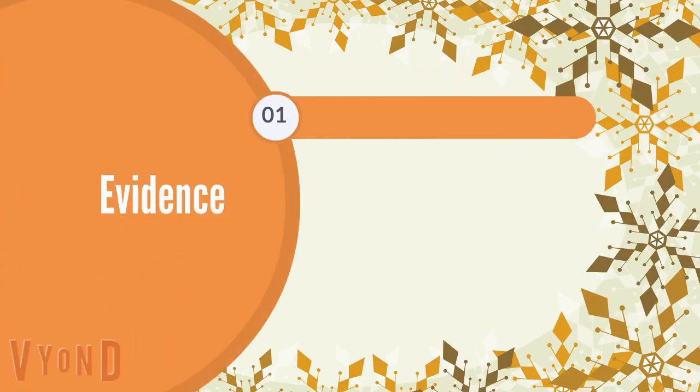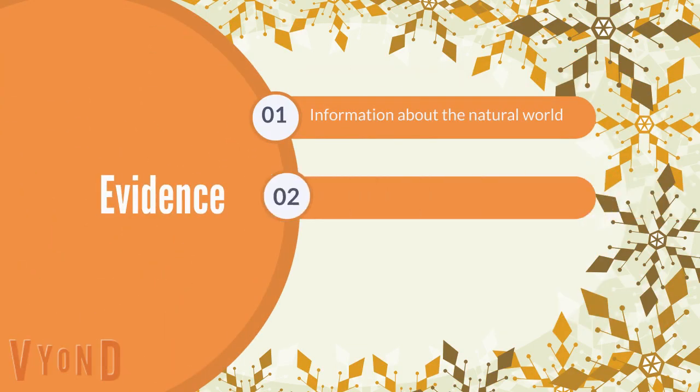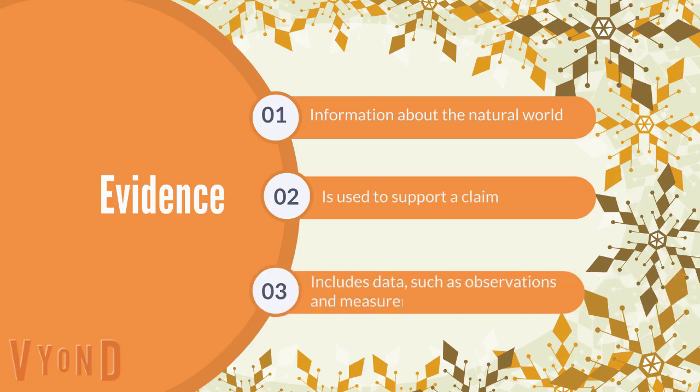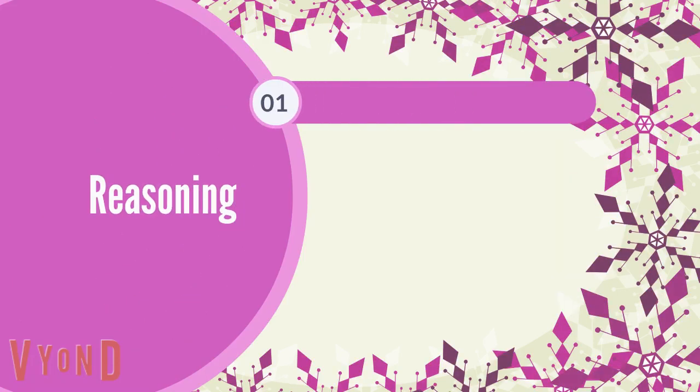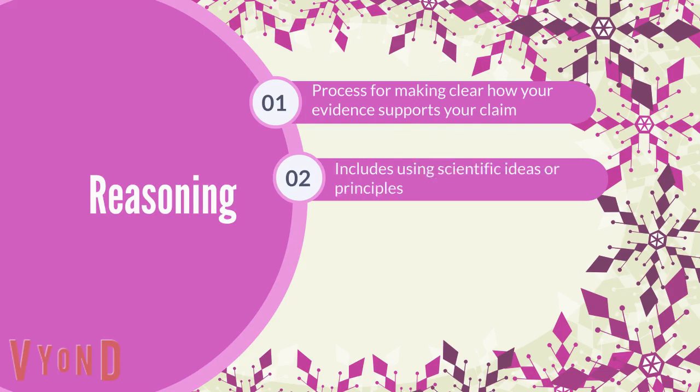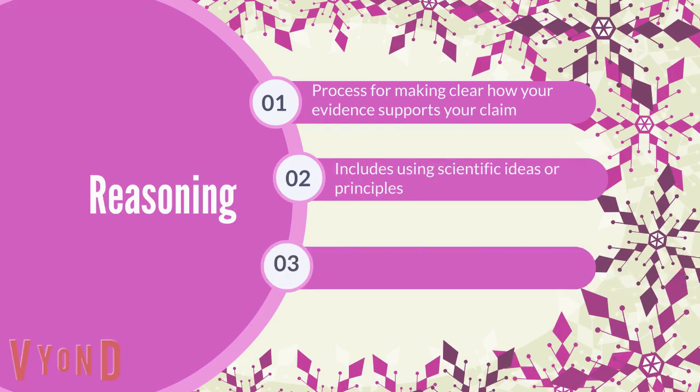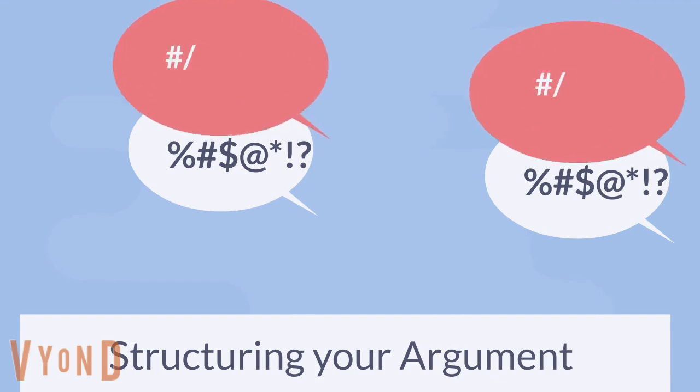Evidence is information about the natural world that is used to support a claim. In scientific argumentation, evidence includes data such as observations and measurements. Reasoning is the process for making clear how your evidence supports your claim. In scientific argumentation, clear reasoning includes using scientific ideas or principles to make logical connections to show how the evidence supports a claim.